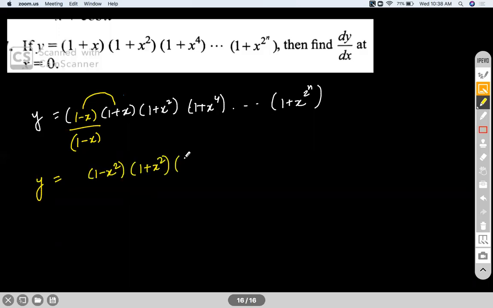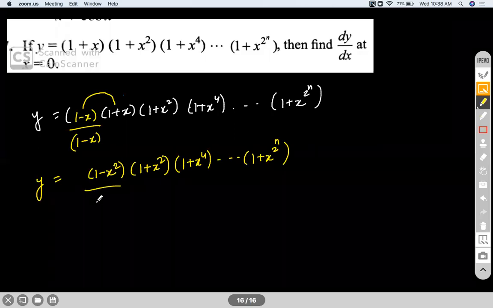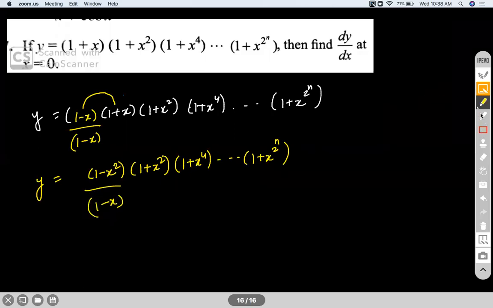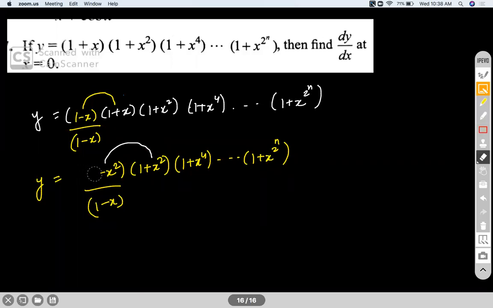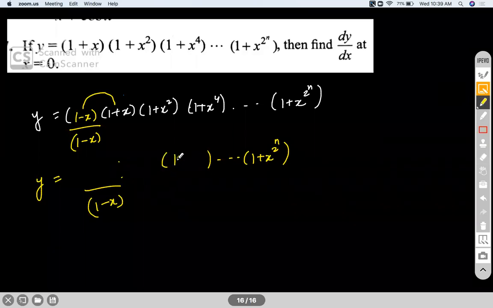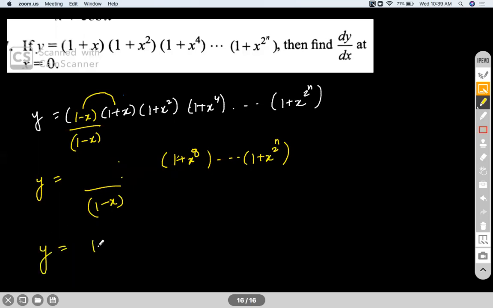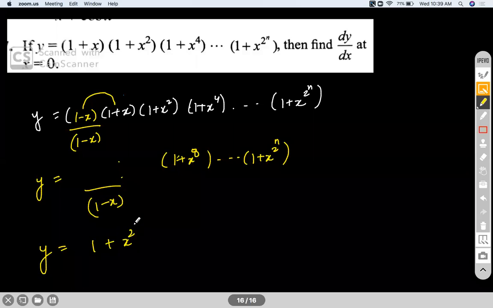Let me copy this. And 1 minus x is there in the denominator. Again, these two terms will club up to become 1 minus x to the power 4. So now I'm making the change here itself. 1 minus x to the power 4. These two terms will club up to become 1 minus x to the power 8. And if this trend continues, what will happen till you reach the last term? 1 minus x to the power 2n. 1 minus x to the power 2 to the power n square, right?